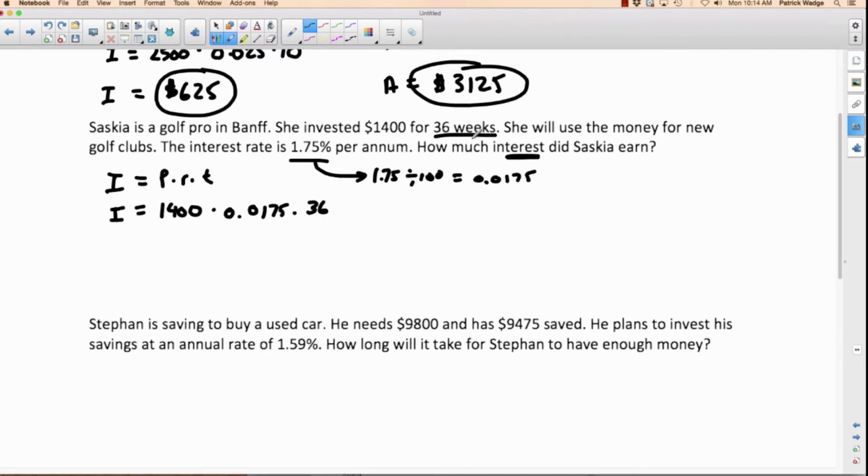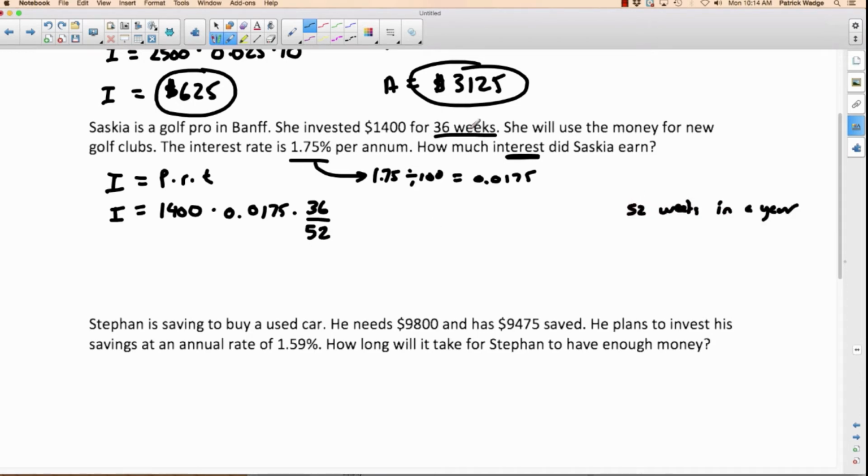In fact, how many weeks are there in a year? There's 52 weeks in a year. So, any idea? How do you figure out how much of a year 36 is? You think of it as a fraction. It's 36 weeks out of how many weeks in a year? 52. That's how you do it. So there's 52 weeks in a year.